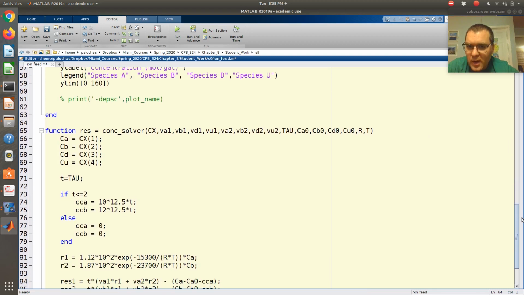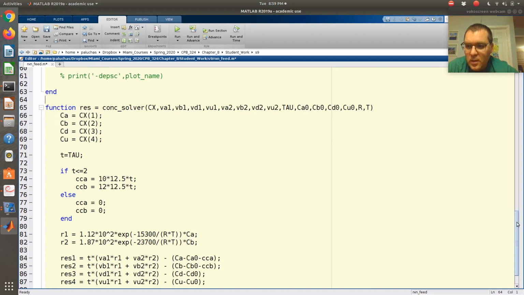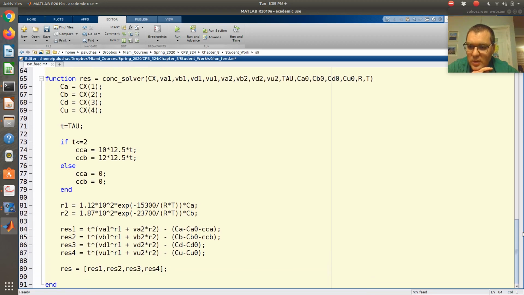I'm going to rename tau T. That's fine. You also could just put T up here then. What is going on in this if statement? So if tau is less than or equal to 2, CCA is equal to that, CCB is equal to that. Else CCA is equal to 0 and CCB is equal to 0. Okay. Not sure what those mean, but let's look ahead.